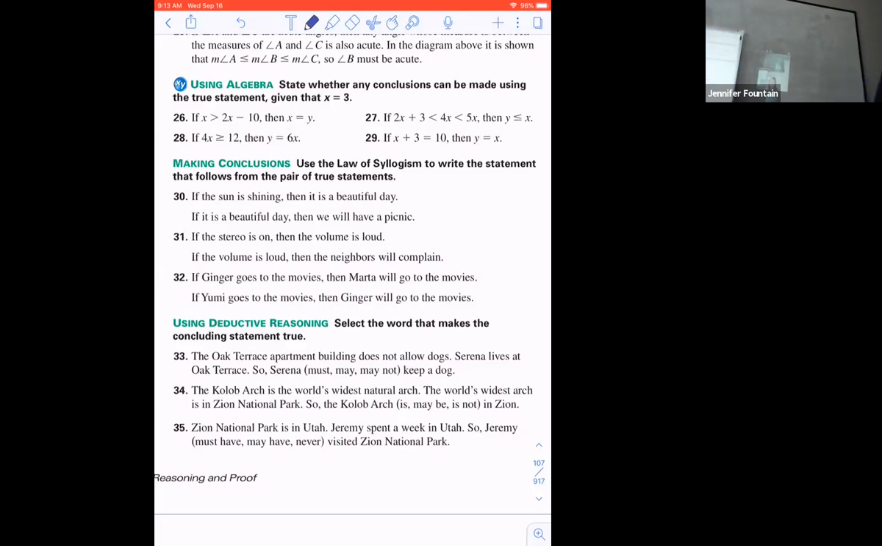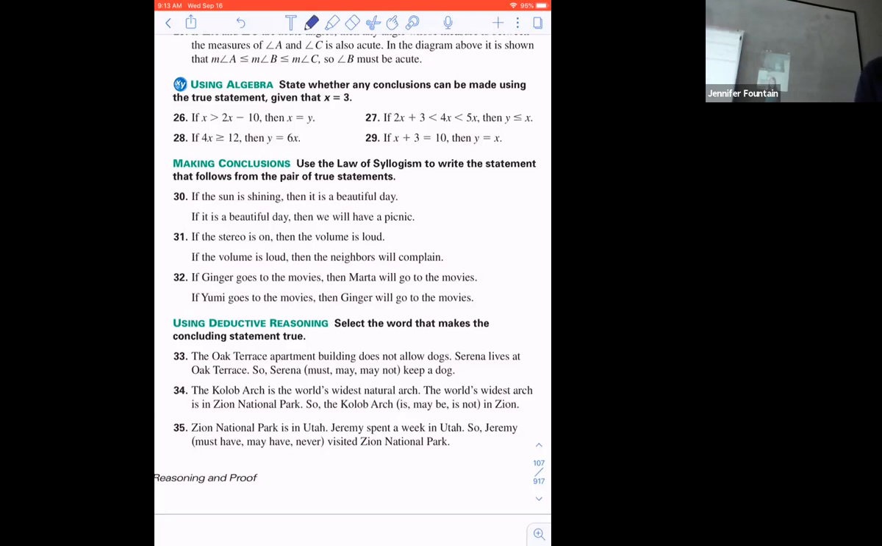28, if 4x is greater than or equal to 12, then y equals 6x. So if we look at that one, plug in 3. 4 times 3 is 12. 12 is equal to 12. So because we have greater than or equal to, that makes a true statement. And so y equals 6x. When we look at that, again, we can see that that is a true statement. Okay?